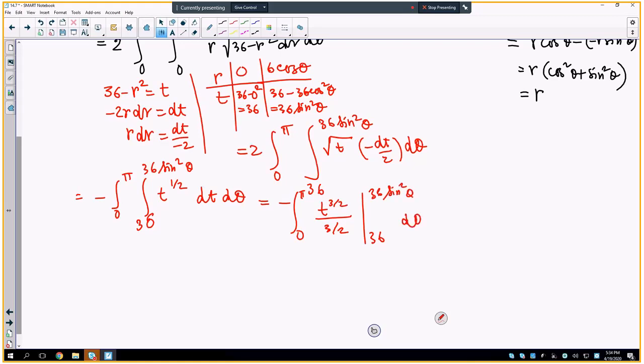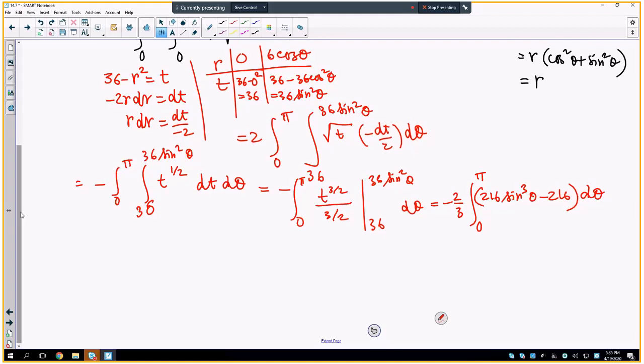So what I will do, I will bring this 3 halves outside and it will become minus 2/3 antiderivative 0 to pi. 36 sine square theta, when you take the square root, it becomes 6 sine theta, and then you take the third power of that and it becomes 216 sine to the power 3 theta. Similarly, minus 216 as well. And I'm going to write it as two separate integrations. So I will get minus 2/3.